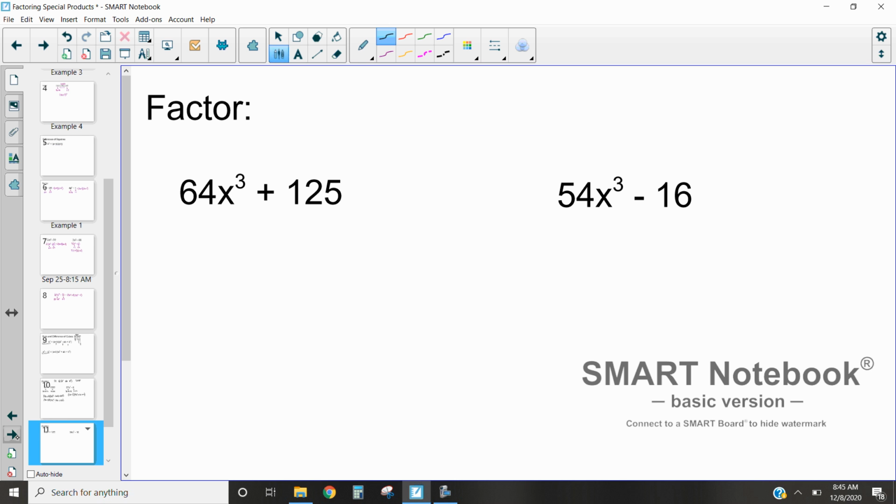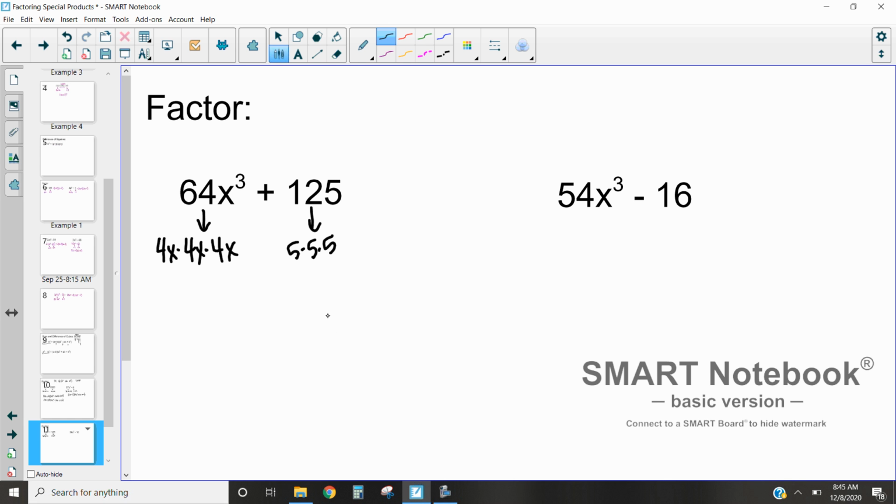Again, just like we could before, we can also look for greatest common factors to see if we can pull anything out. So in this first case, do we have a greatest common factor? No, I don't see one. And so I'm just going to break this down like we always do. We've got a 4x times a 4x times a 4x. And we've got a 5 times 5 times 5 here.